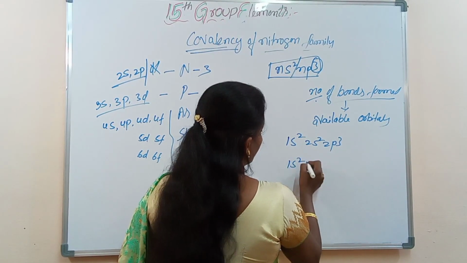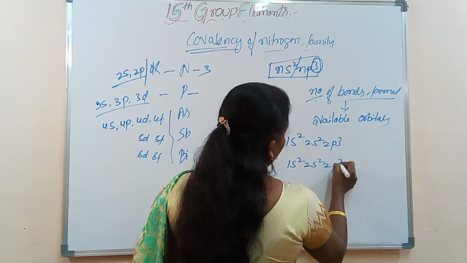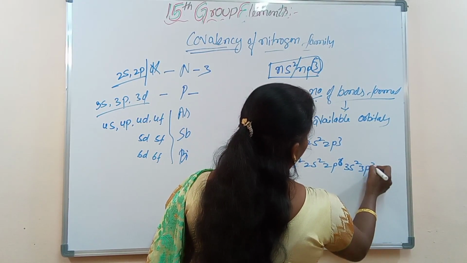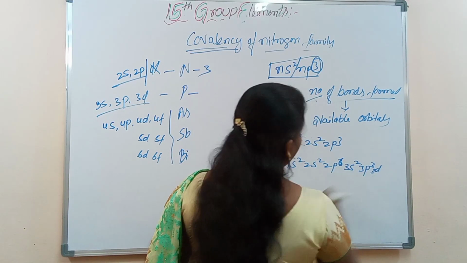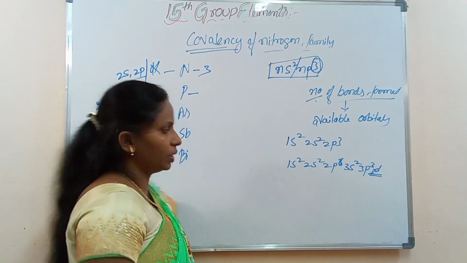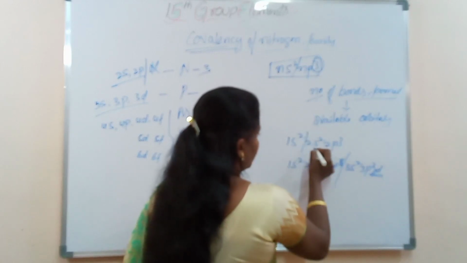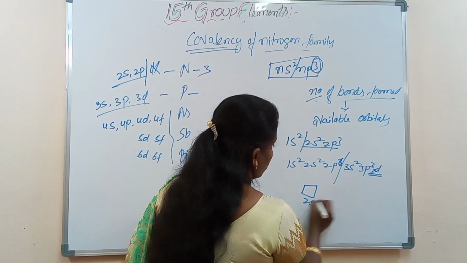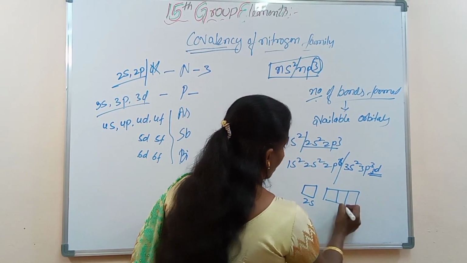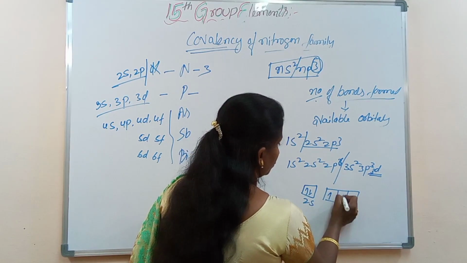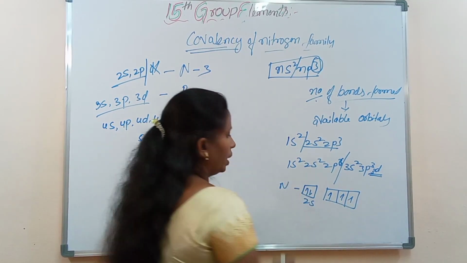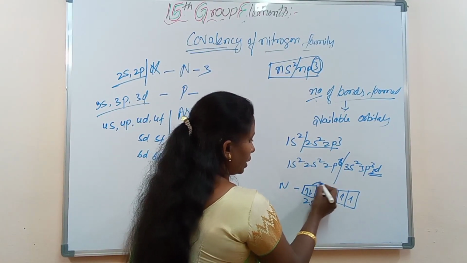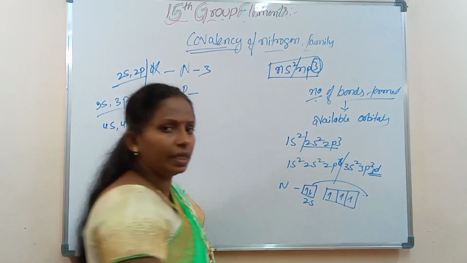Then phosphorus: 1s2, 2s2, 2p6, 3s2, 3p3, and vacant 3d orbitals are available. So here what will happen? For bonding, in the case of nitrogen, 2s2 2p3, there are 3 unpaired electrons. There is no bond formation by shifting, because no d orbitals are available in nitrogen.